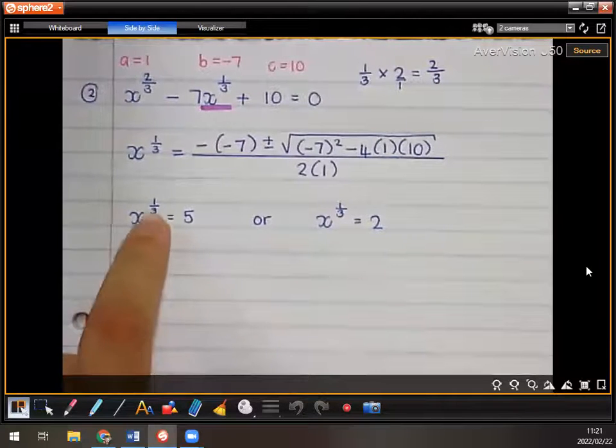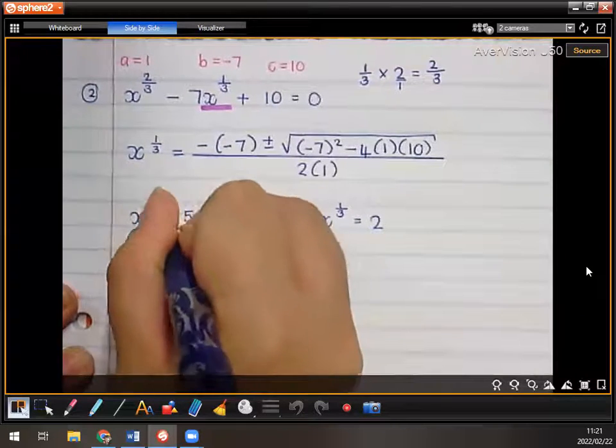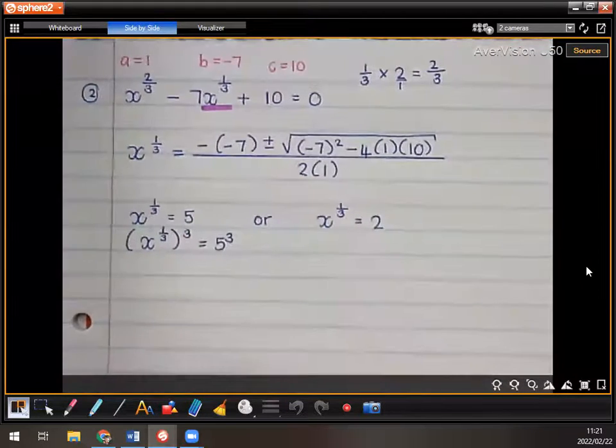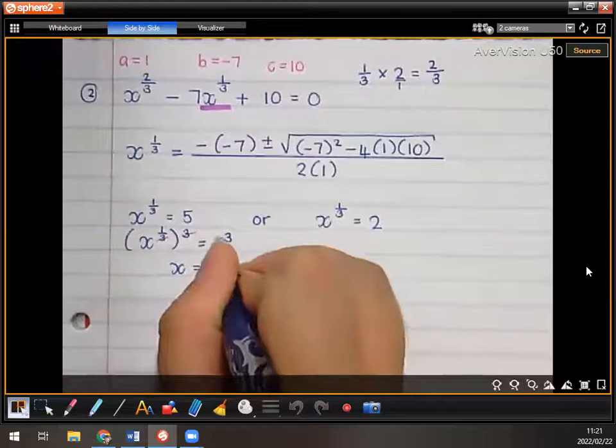What must I multiply a third by to get 1? 3. Good. We're going to do x to the power of a third to the power of 3 is equal to 5 to the 3. Yeah, 125, so the 3s are going to come out. So x is equal to 125.